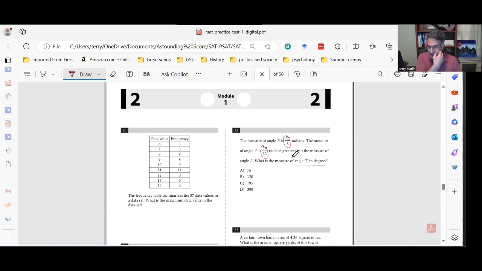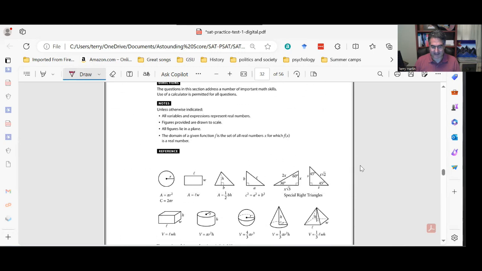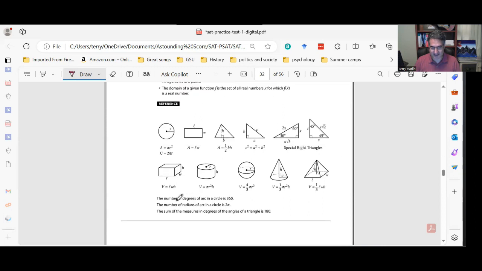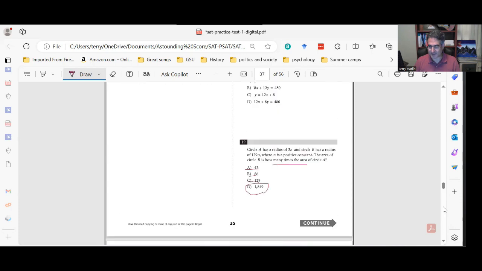So let's suppose I forgot what radians mean. I can go back to my formulas and it tells me. If I look at my formulas, I get this sentence that says the number of degrees of arc in a circle is 360. The number of radians of arc in a circle is 2 pi. So 360 equals 2 pi.